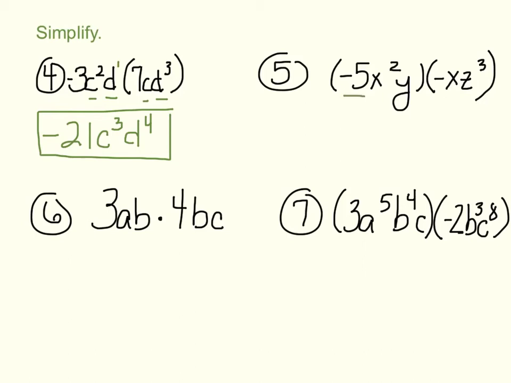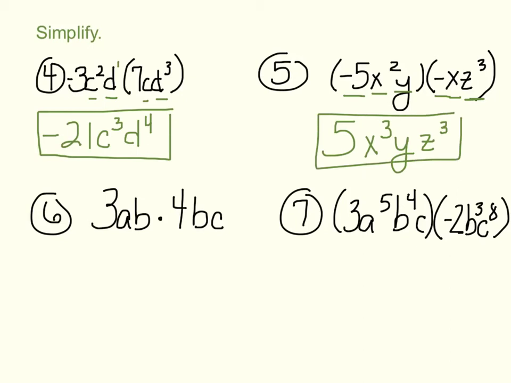Multiply the next ones together. Negative 5 times negative 1 is positive 5. x squared times x is x to the third. Oh, there's no y on this side, so it's just y. And then there's no other z to the third, or z, so I just write down z to the third. The product is 5x cubed, y, z cubed. Number 6 and 7, pause the video, try them on your own, and then start the video back up.